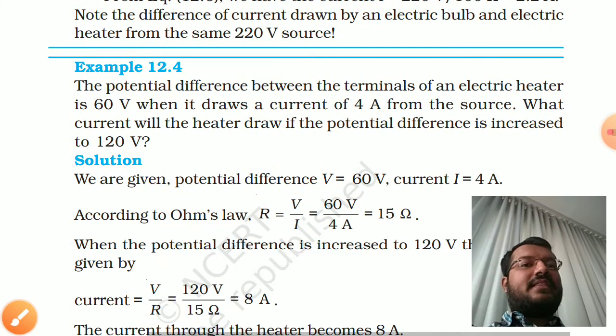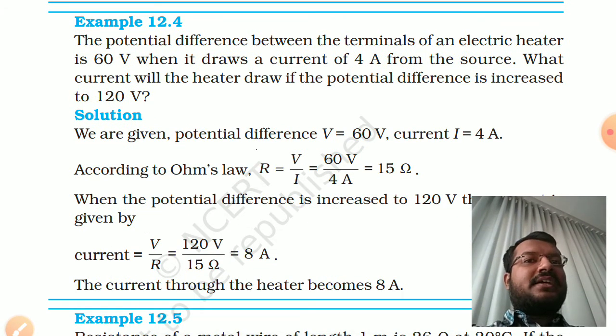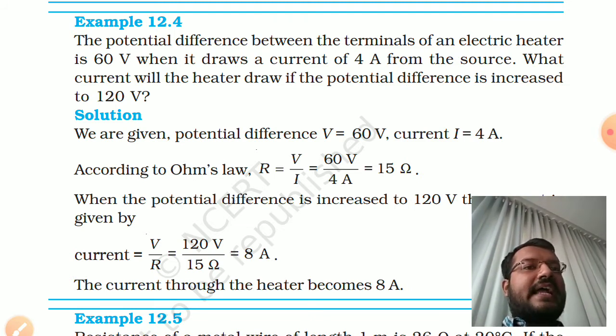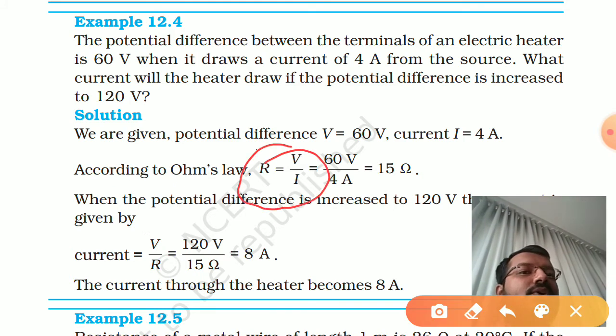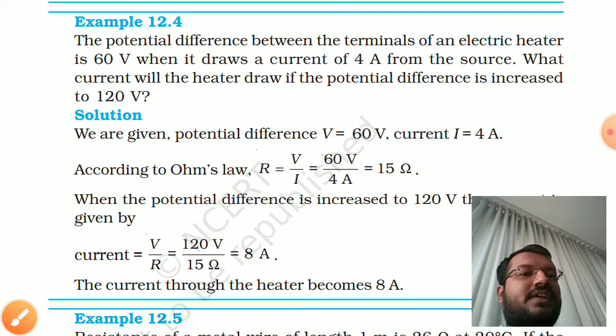Okay, then the next sum: the potential difference between the terminals of an electrical heater is 60 volt, V is equal to 60 volt, when it draws a current of 4 ampere from the source. What current will the heater draw if the potential difference is increased to 120 volt? First of all, V is given and I is given, so you can find R using Ohm's formula. So resistance is V upon I, which is 60 divided by 4, it is 15 ohm.